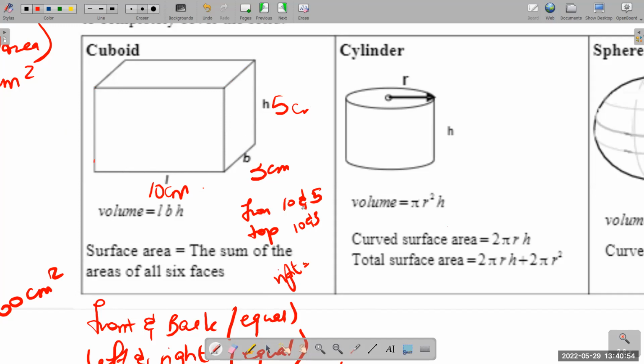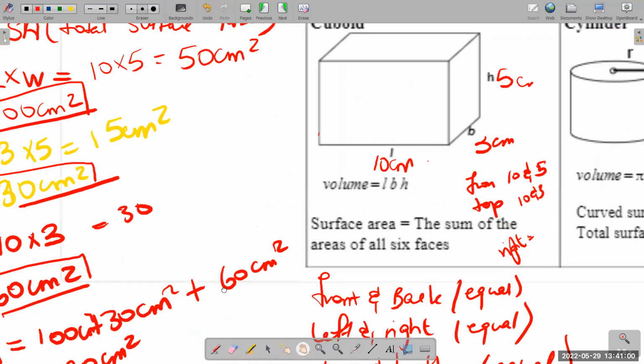What's the dimensions for the right? 5 and 3. Excellent. So let's go over to the workings.